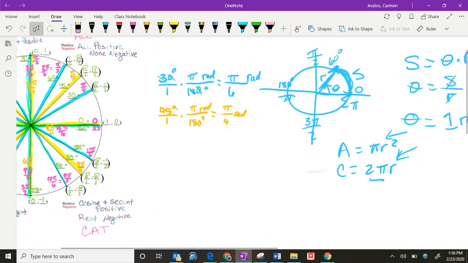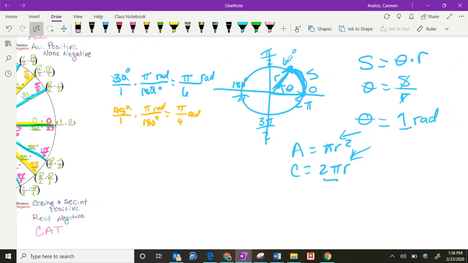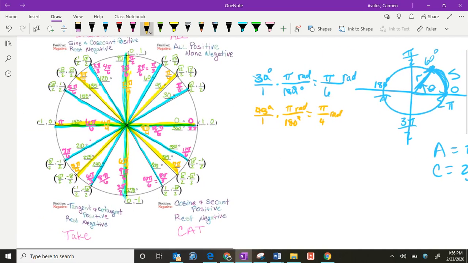So radians has come from this formula, s equals theta r. Once you reduce it, you get 1 radian. We convert the degrees to radian mode by using dimensional analysis, but the easier way is knowing the first two, the 30 and the 45, and then you could count around the circle.